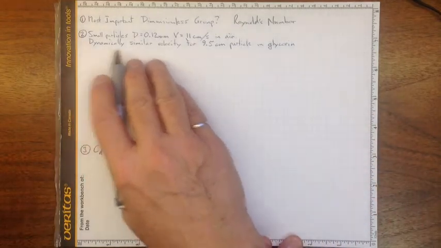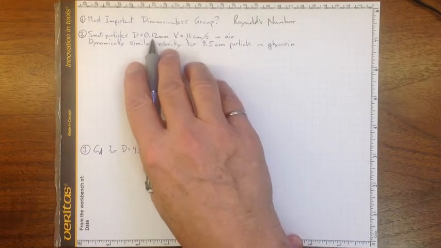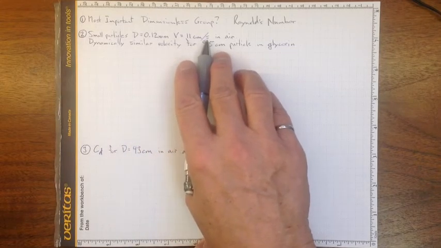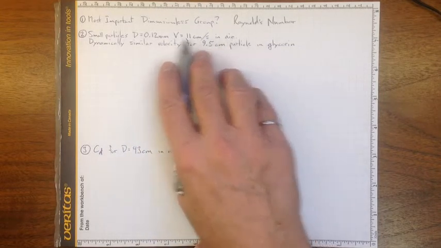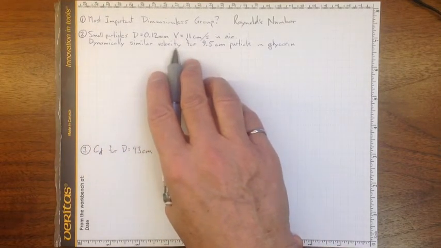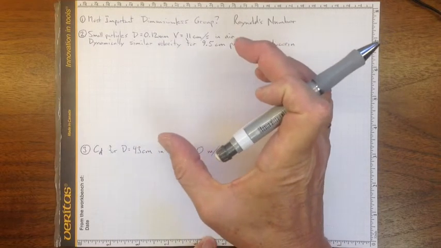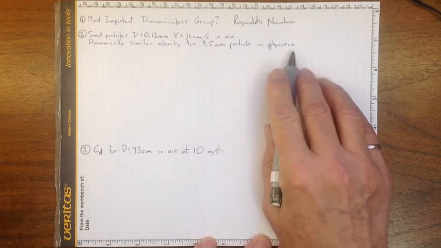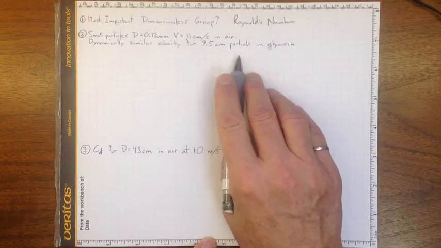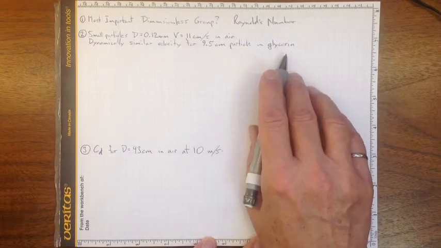Second question was a similarity question. It talked about having small particles in air, say a particle 120 microns, 0.12 millimeters in size, traveling at about 11 centimeters per second. Now, small particles like that are hard to examine, so what about a dynamically similar performance for a much bigger particle, 9.5 centimeters, so big, in glycerin? Could we get a similar Reynolds number so that we got the same flow behavior on this larger particle? And if we did, what would the velocity be in the glycerin?